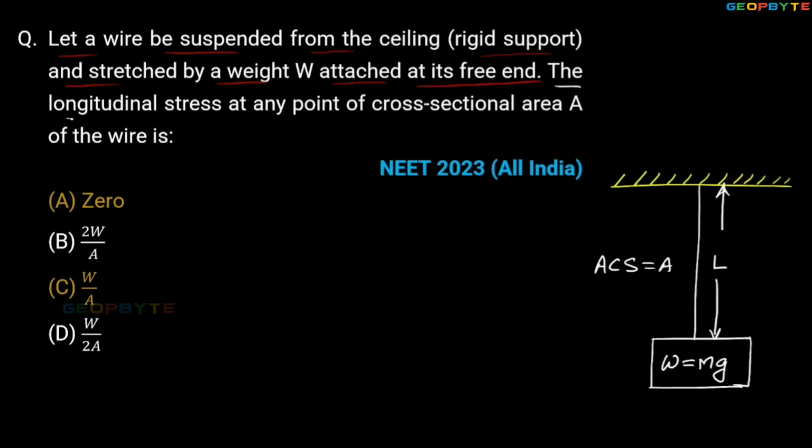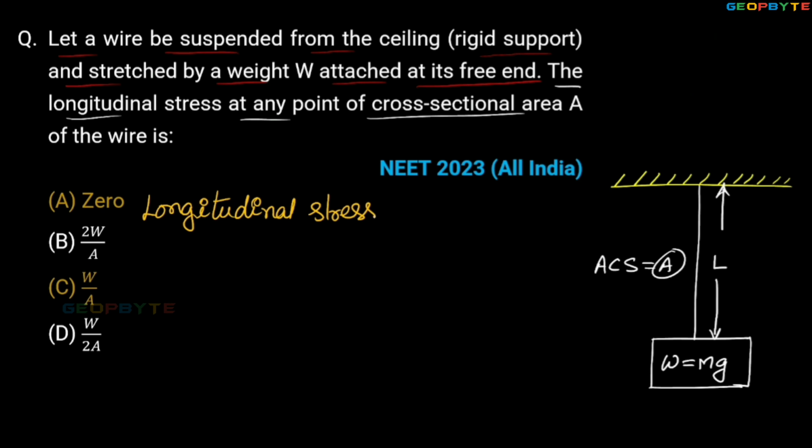Then the longitudinal stress at any point of the cross sectional area. You are asked to decide what the longitudinal stress is for a cross sectional area A. For that, as you know, longitudinal stress is equal to the external force or longitudinal force on the wire divided by the area of cross section.